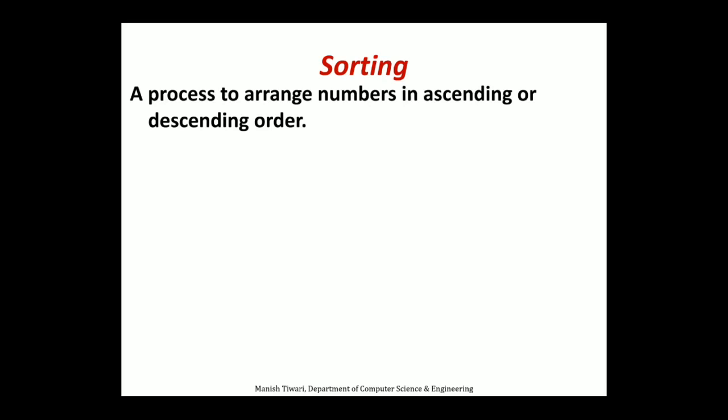Hello students, in this video we will discuss a very important operation of arrays, that is sorting. So what is sorting? Sorting is a process to arrange numbers in ascending or descending order. Ascending order means arrangement of elements in increasing order. Descending order means arrangement of elements in decreasing order.